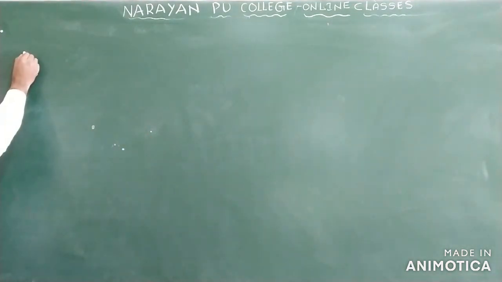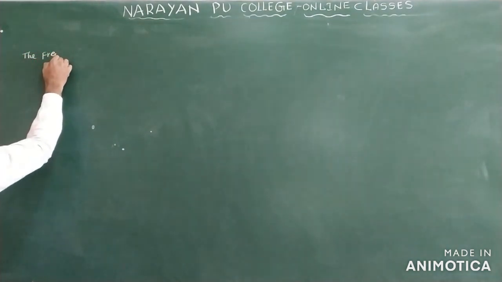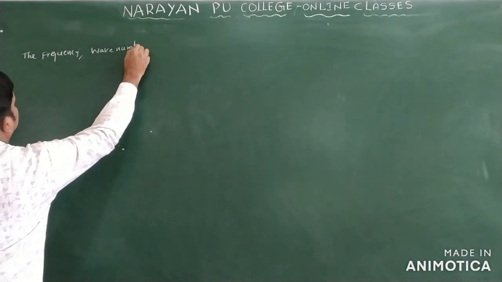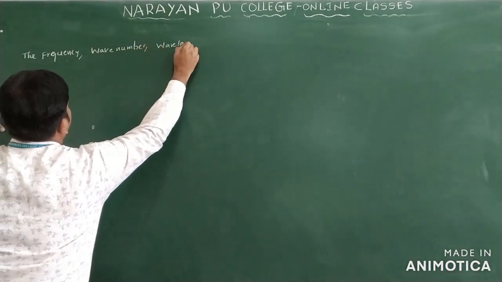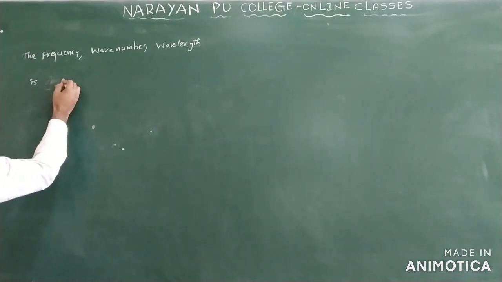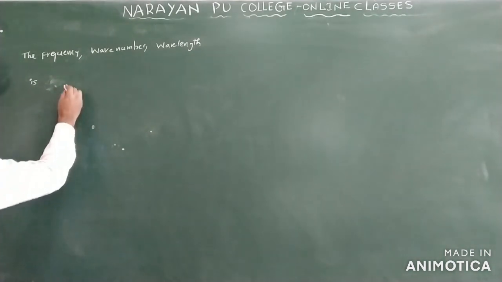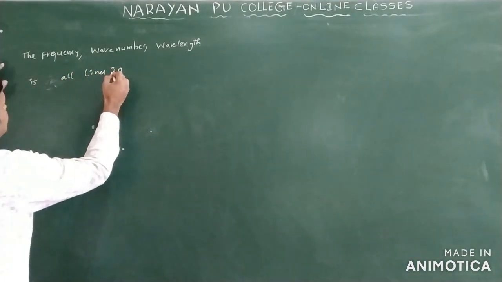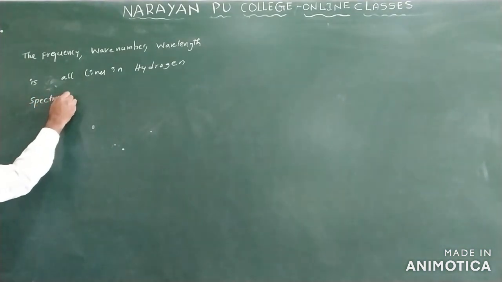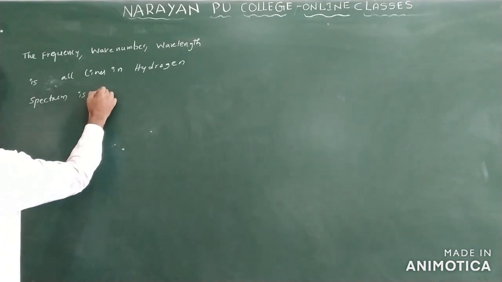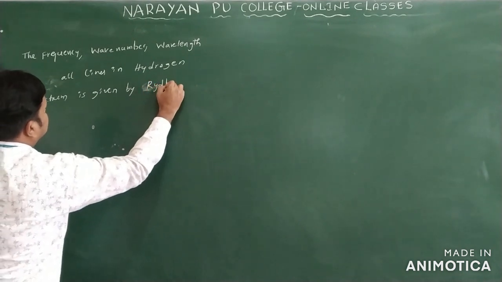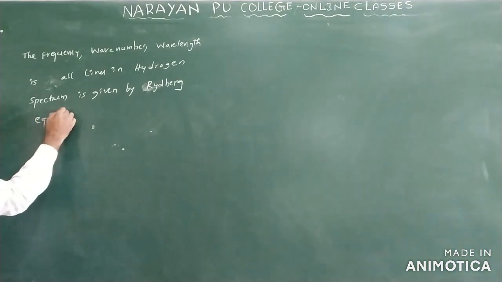The frequency, wave number and wavelength of all lines in the hydrogen spectrum are given by, or we are getting from, the Rydberg equation only.